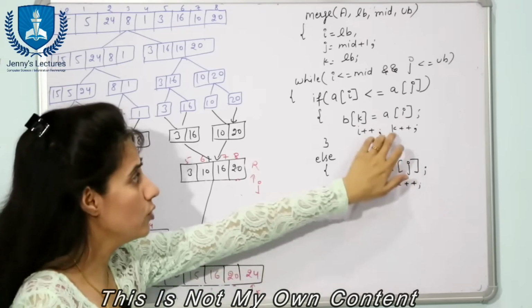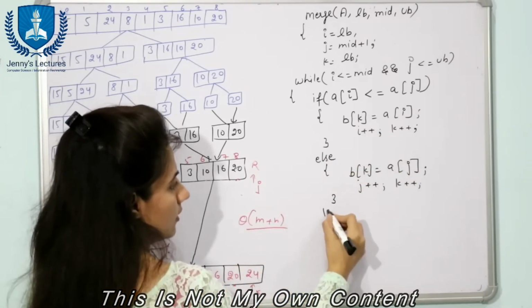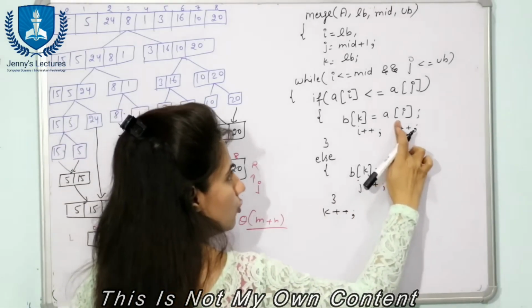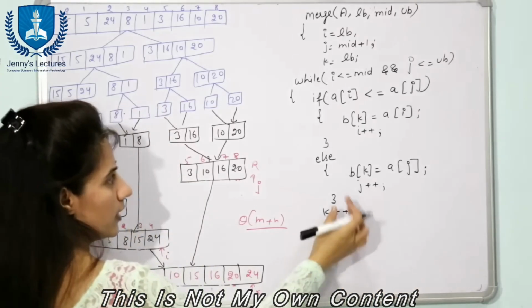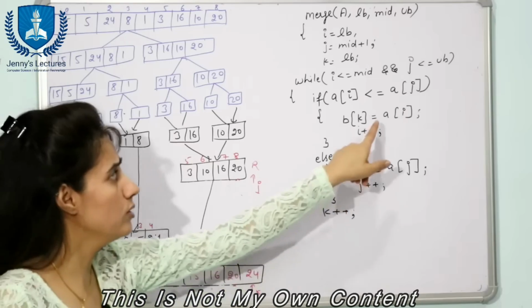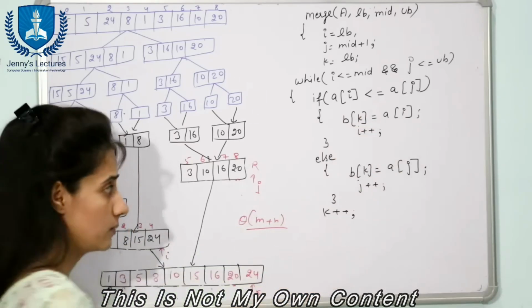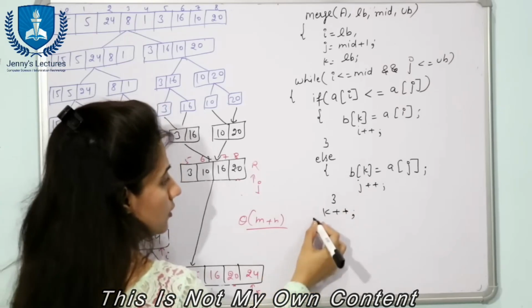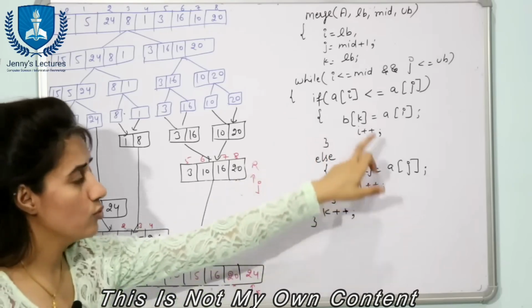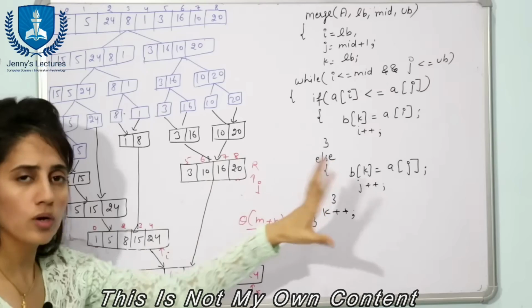So you do not need to write it there; you simply write k plus plus outside of this if and else, because in both conditions you are going to do k plus plus, k plus 1 you can say. Fine. So this procedure is going to repeat until we have i less than or equal to mid and j less than or equal to upper bound.